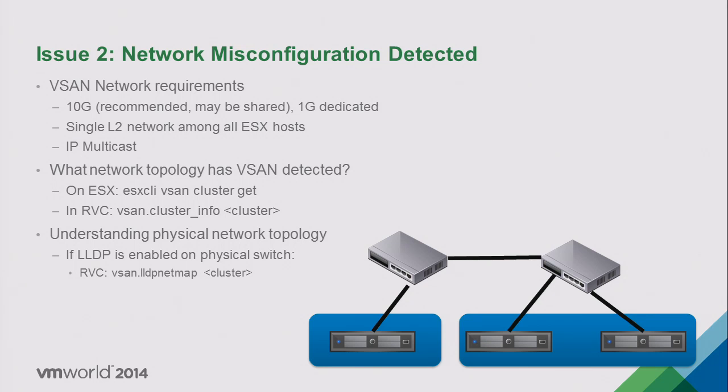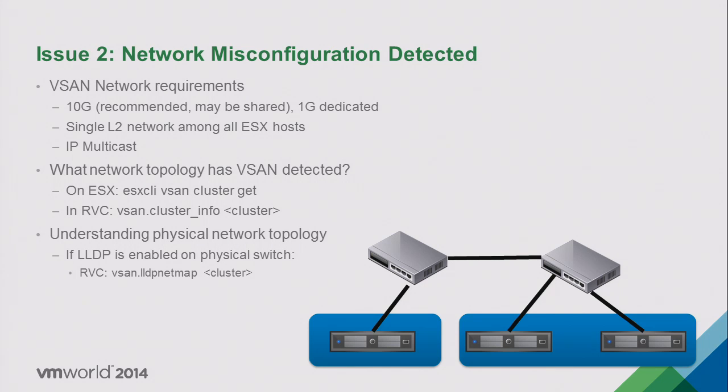So how do we figure out what's actually happening here? Before we do that, let me remind you what the requirements are for vSAN on the networking side. We do recommend 10G, can be shared. We don't recommend it, but it is supported to use 1G as well. For 1G, we do ask for it to be dedicated to vSAN. We're asking for a single layer 2 network among all the ESX hosts, not because we can't support layer 3, but more because it makes it much easier to think about bandwidth, latency, multicast, those requirements that vSAN has. And that's the third item. IP multicast is a key feature that we need in the network for vSAN to work.